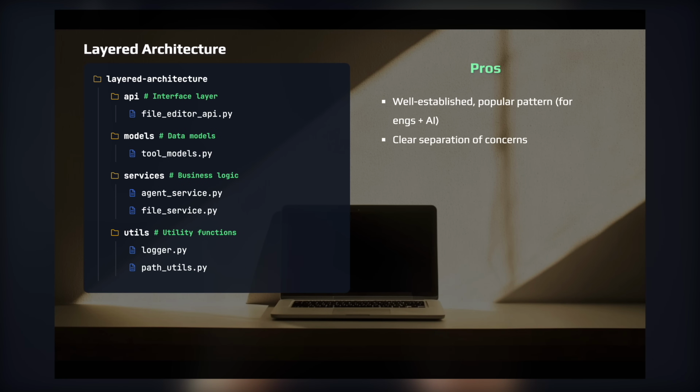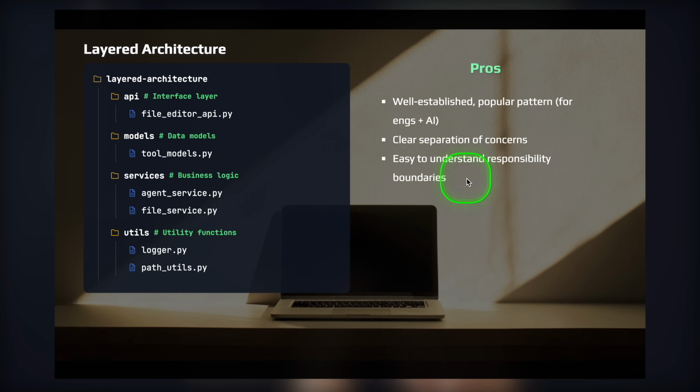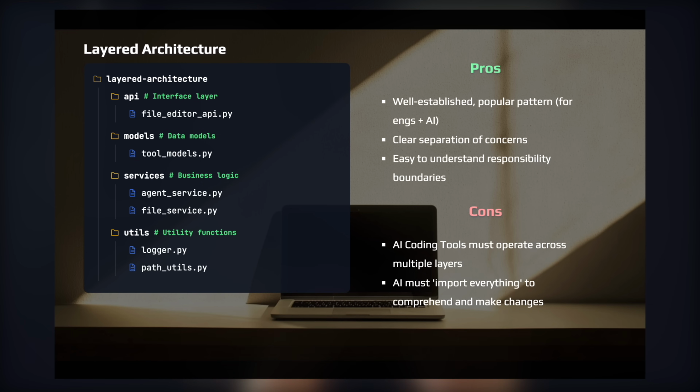Just to breeze through this one, there's a clear separation of concerns. It's easy to understand the responsibilities and boundaries of every directory. Cons here is basically you have to import across these layers. Your AI coding tools must operate across API, modules, services, utils, right? They have to operate across everything. This is the trade-off that you make when you build and when you use this architecture, right?